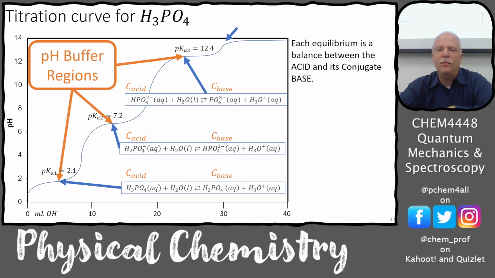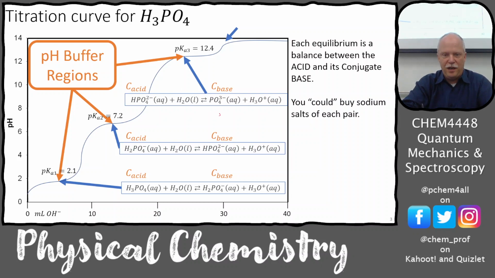Okay, so each equilibrium is that balance between the acid and its conjugate base. So you could buy sodium salts of each of these pairs, but you're probably not going to find them. I mean, you're going to find easily trisodium phosphate. So this one is real easy to find right here. But you're not going to find sodium dihydrogen phosphate. I mean, you might, but it's going to be really expensive because it's such a particular species. Trisodium phosphate is super cheap.